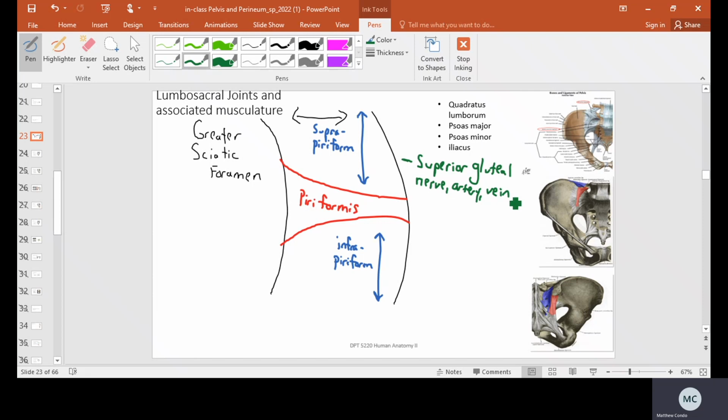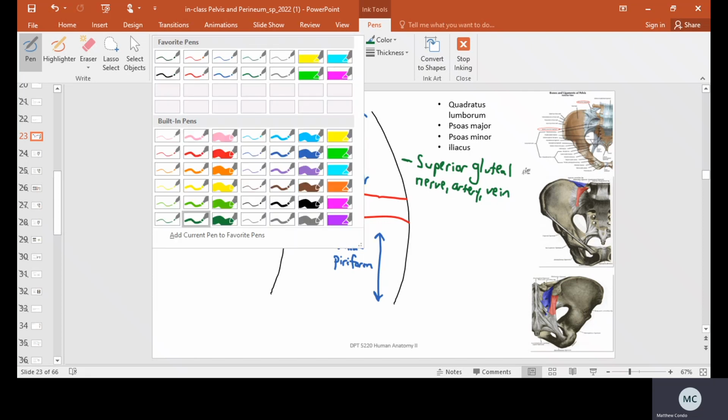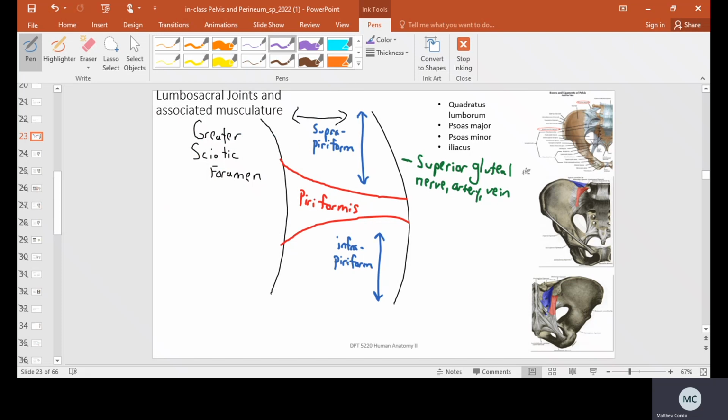The infrapiriform space is going to have all sorts of stuff come out of it. In fact, the infrapiriform space is a lot bigger than the suprapiriform space. So here we go. Here's what's going to come out of my infrapiriform space. Again, we're going to put in some very familiar words here. Sciatic nerve, which we're going to learn is not actually a nerve. It's actually two nerves bundled.